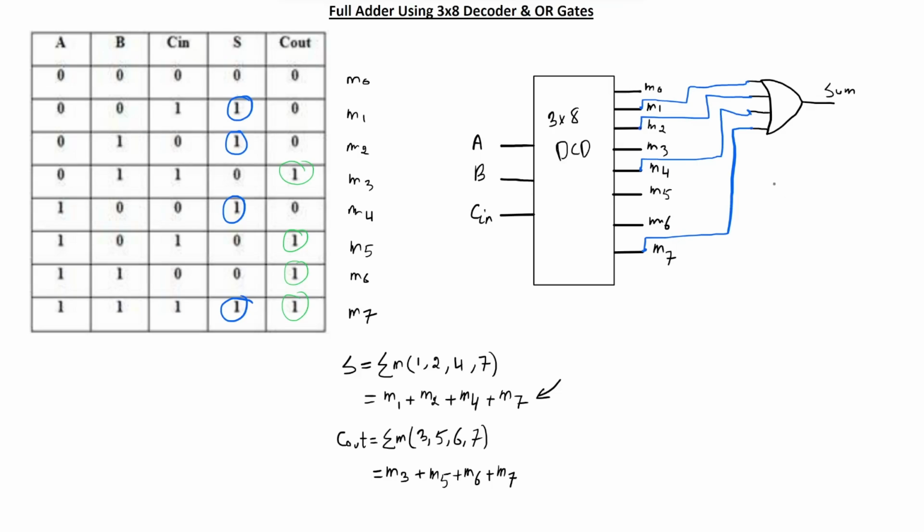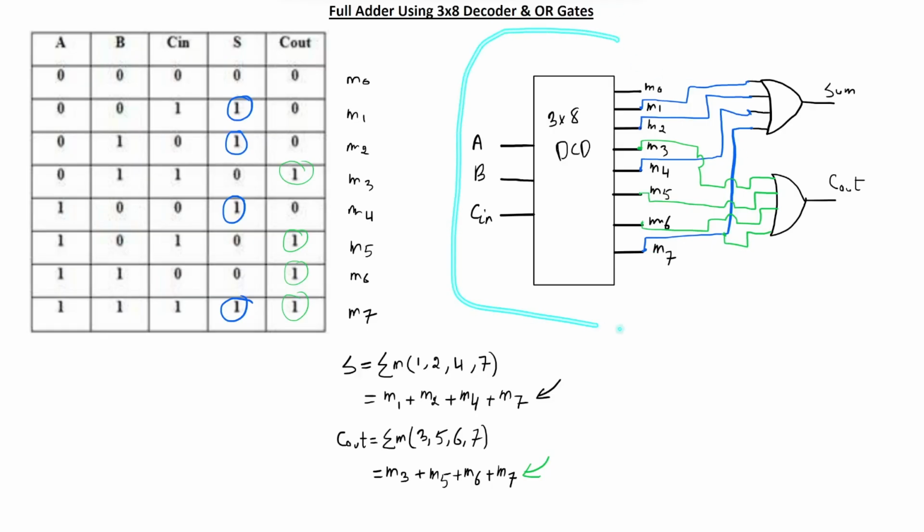And for the C out, we can use another OR gate with four inputs. So this is the C out. For the C out, we need to pass M3, 5, 6, and 7. So this is M3, we can take it from here. We need M5, we can take M5 from here. M6, we can take M6 from here. And lastly, M7, we can branch it from this one and feed it to this OR gate. So now this whole circuit is a full adder circuit using one 3x8 decoder and two OR gates.